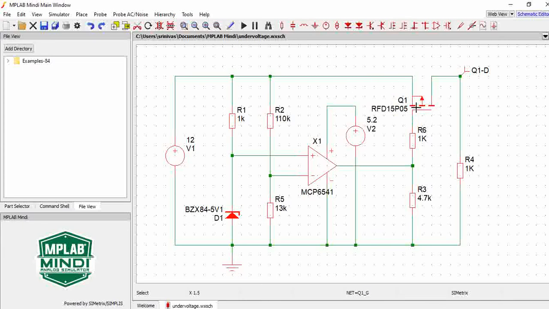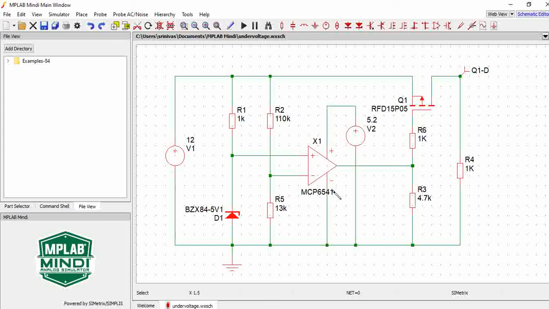The core of this particular circuit is a comparator. We know the basic functionality of the comparator is whenever the voltage on the non-inverting terminal is greater than the inverting terminal, the output is high, and whenever the voltage on the inverting terminal is greater than the non-inverting terminal, the output voltage is low. So based on this, the output voltage of this comparator drives the MOSFET to either on or off condition. That is the core element of this undervoltage lockout circuit.